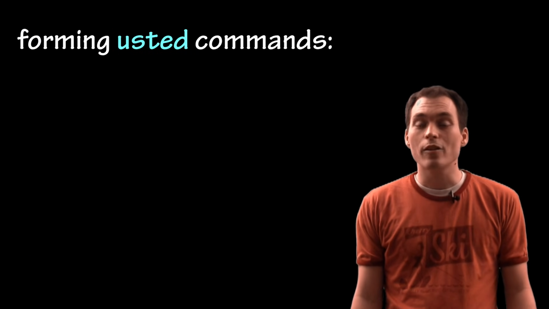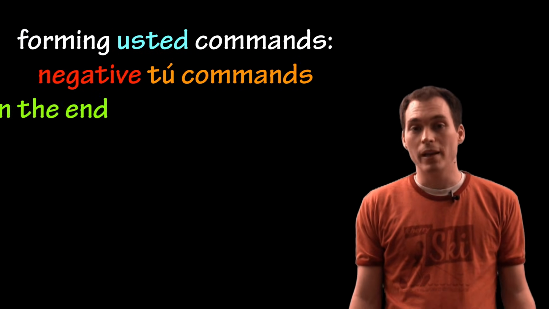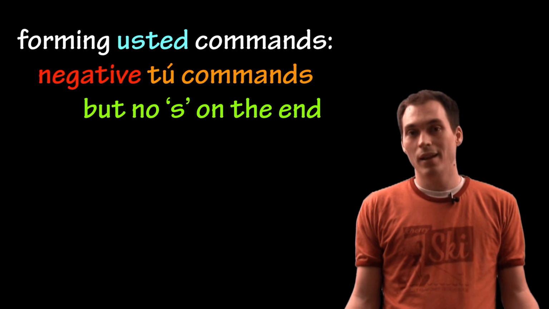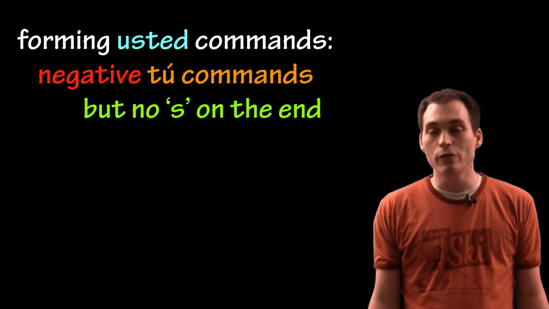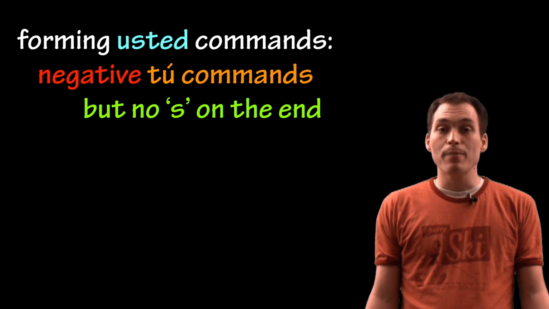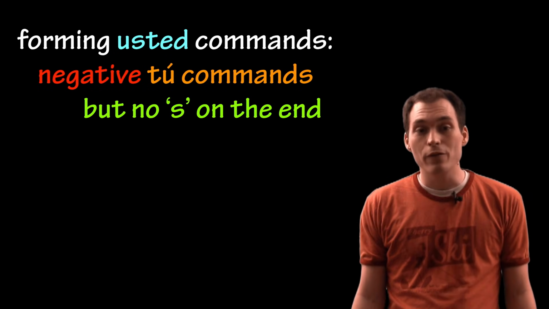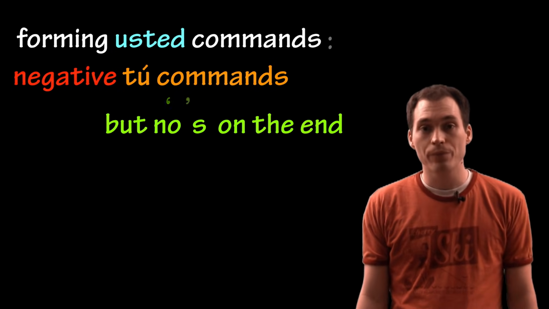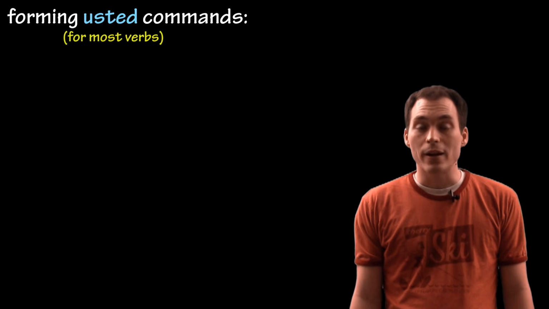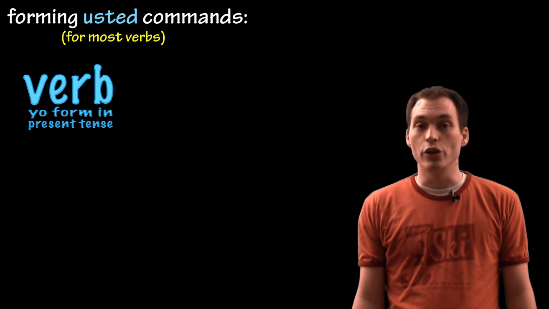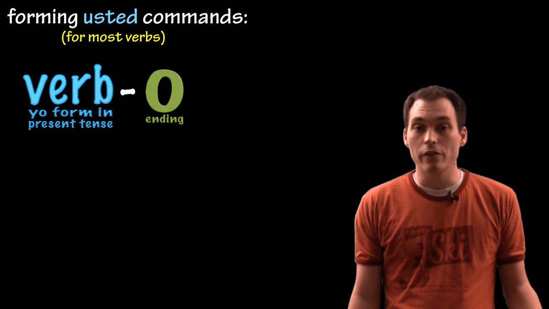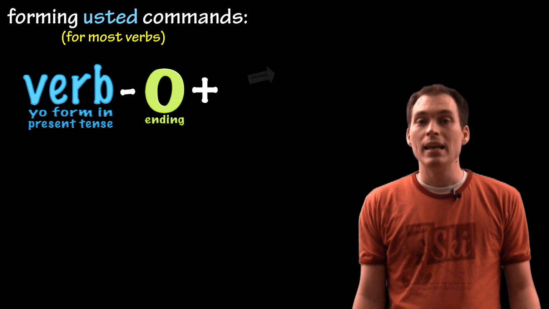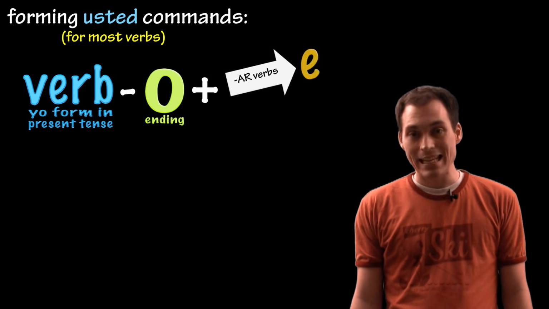Now the usted commands are basically the negative tú commands without an s on the end because the usted form is basically the tú form without an s on the end. The best part is that the usted commands are the same for their affirmative and negative forms. To form them, take the present tense forms of the verbs in the yo form. Then take off the o. And, if they're AR verbs, add an e.